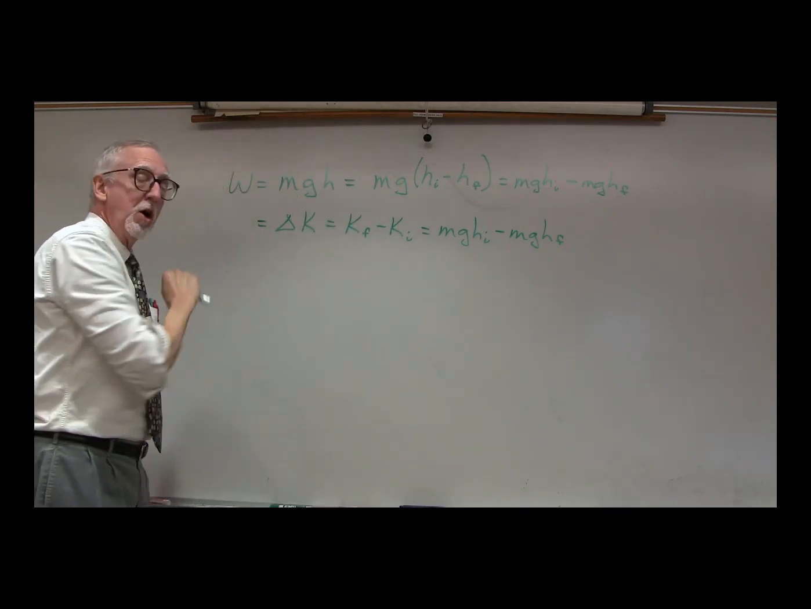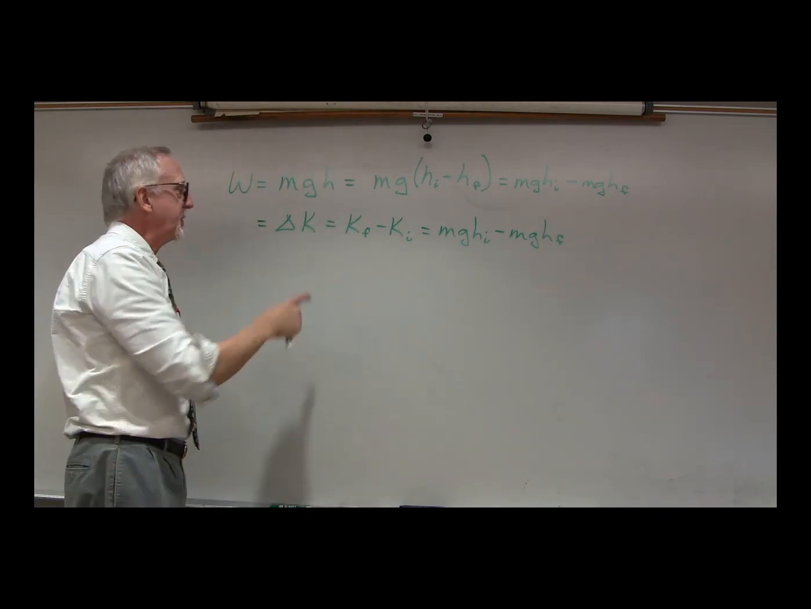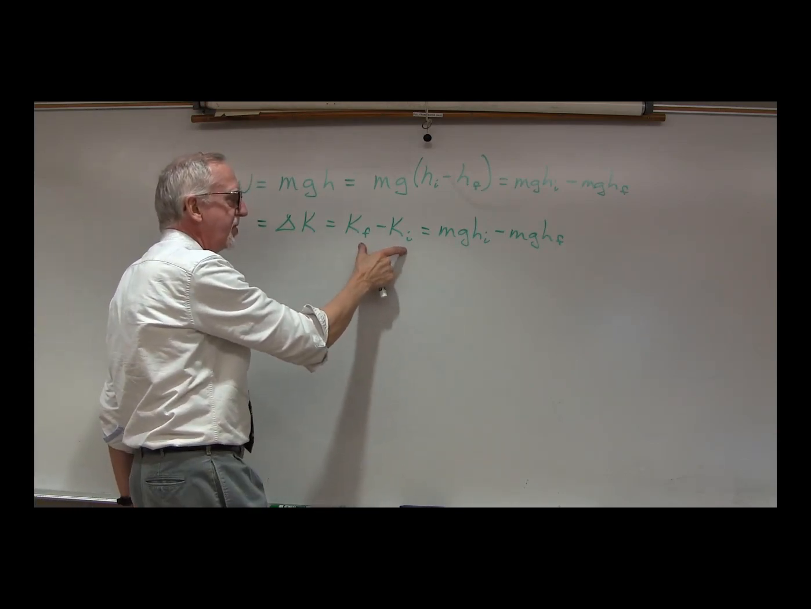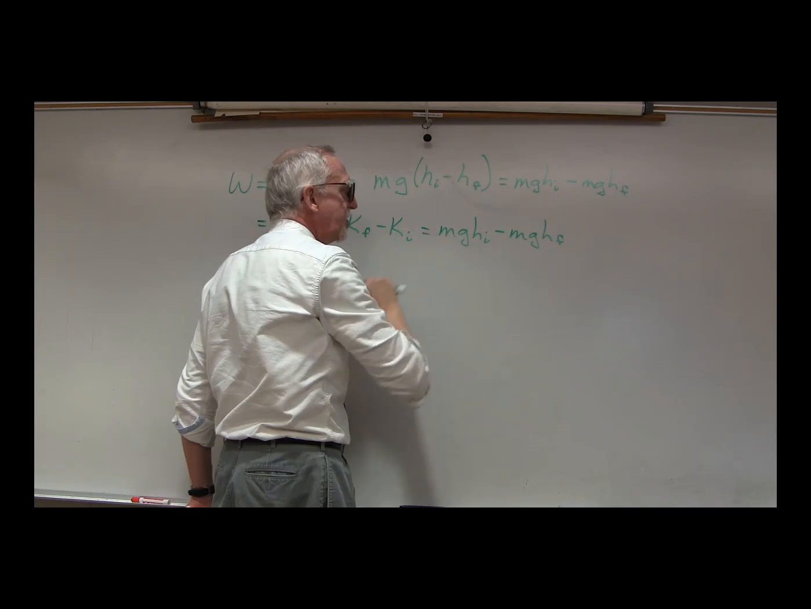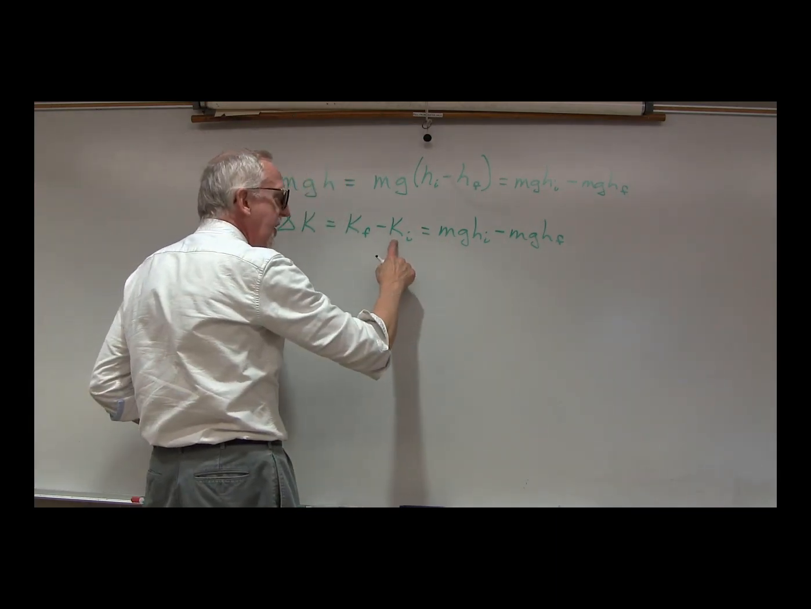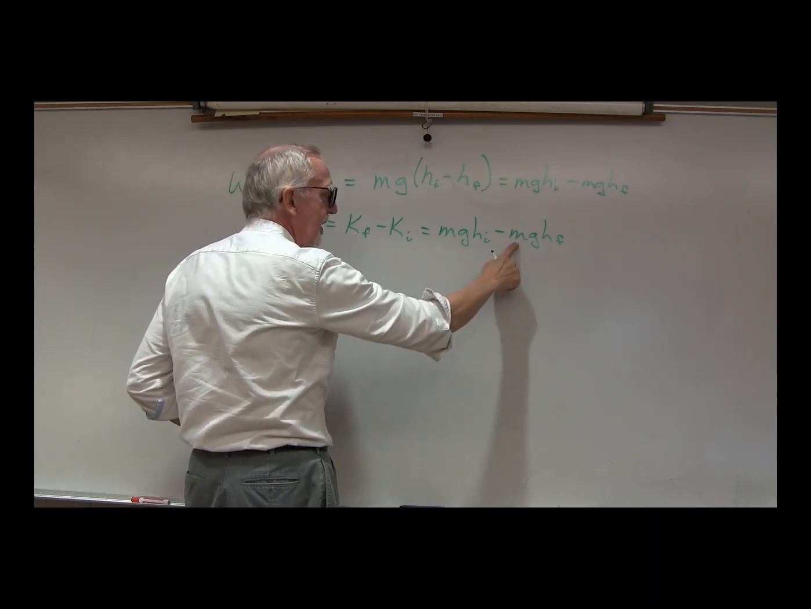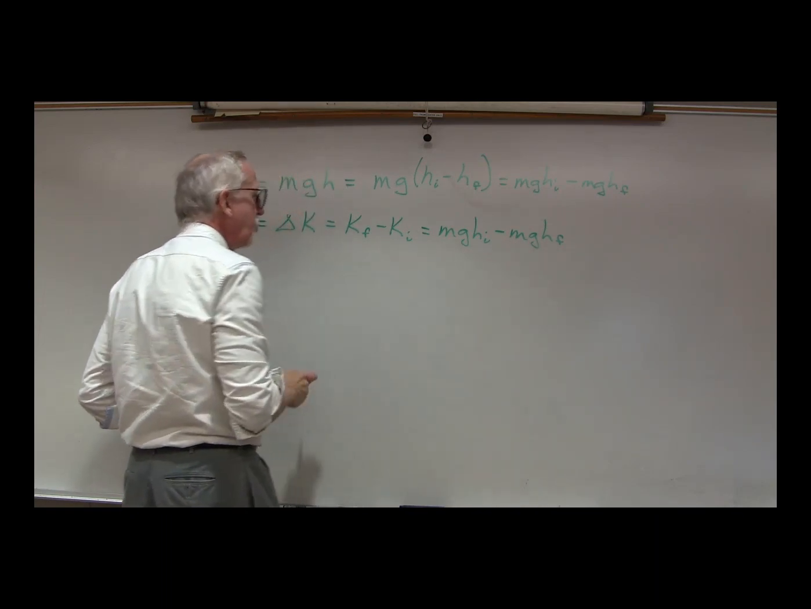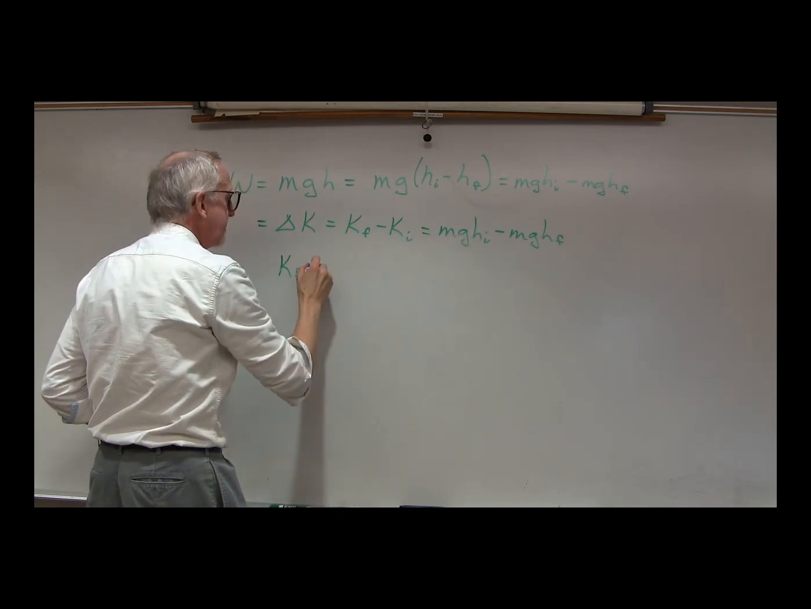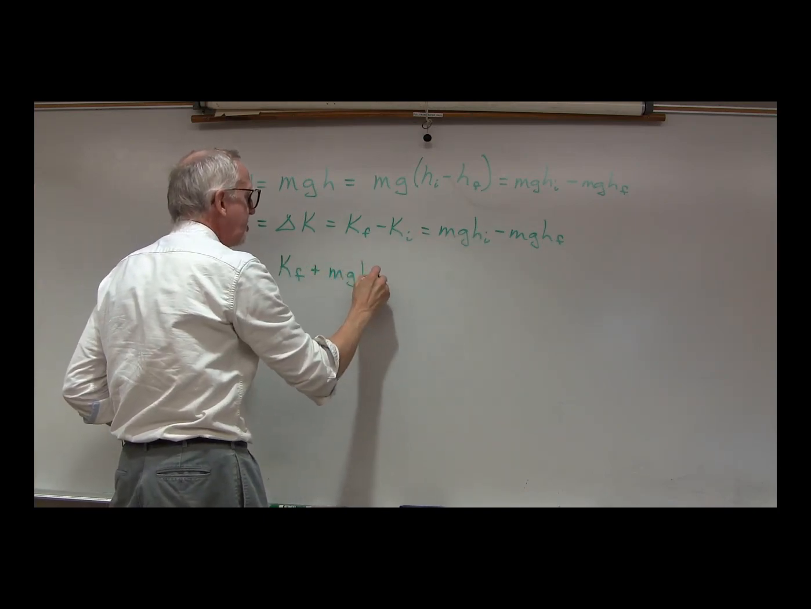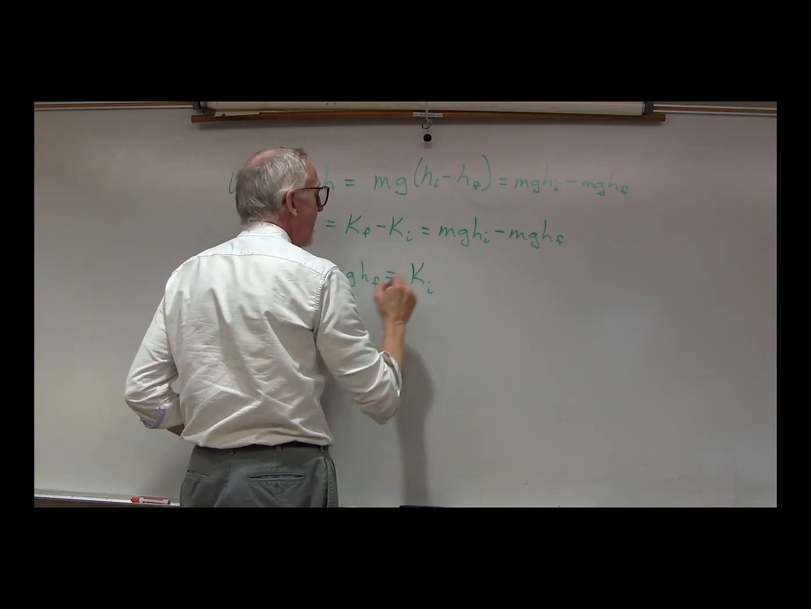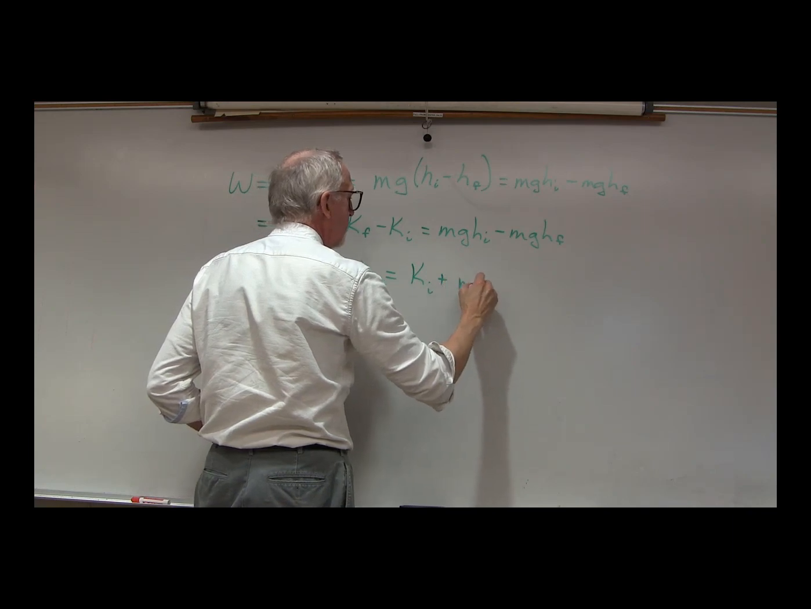The work done, we know from the work kinetic energy theorem, is equal to the change in the kinetic energy, or kf minus ki, so that this is equal to this here, mghi minus mghf. Let's bring the ki over to this side and the mghf over to this side. And what do we have? We end up with kf plus mghf is equal to, bring this over here, ki plus mghi.